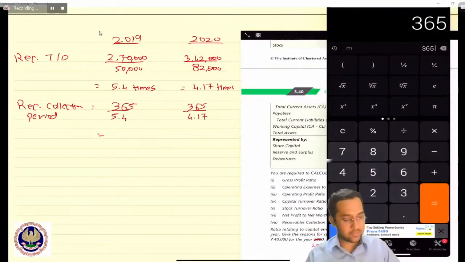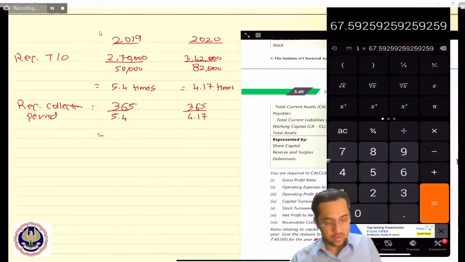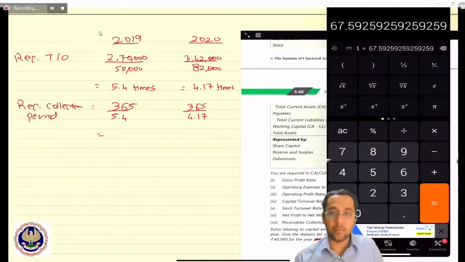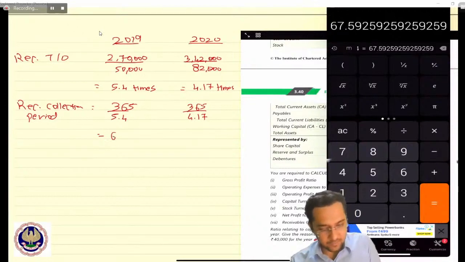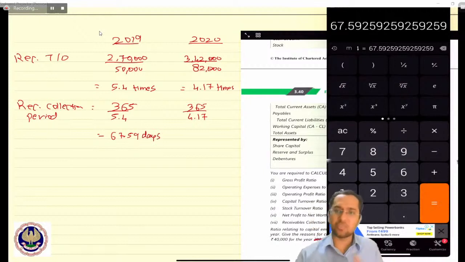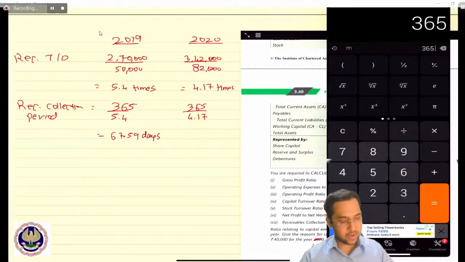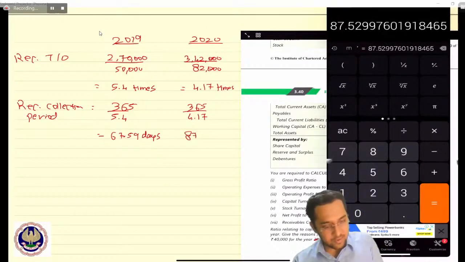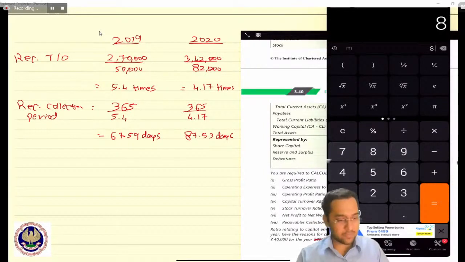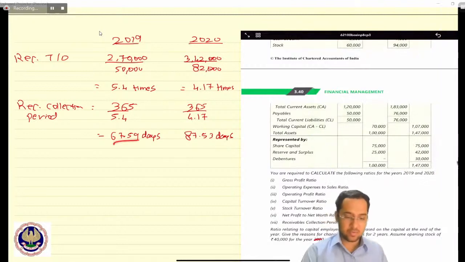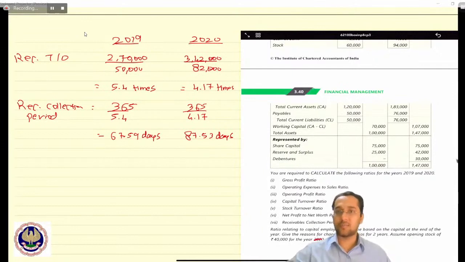365 divided by 5.4 is somewhere around 67.59 days. On an average, you take roughly 68 days to collect your money. In the second case, it is 365 divided by 4.17, that is 87.53 days. So the debtors collection period has increased, meaning you're taking too long to collect your money from our debtors.